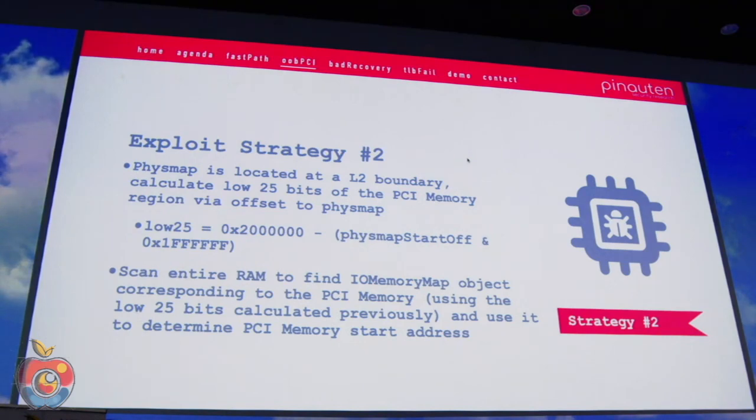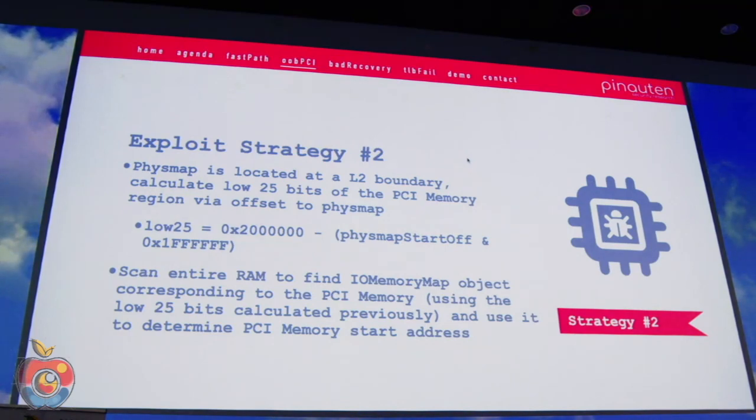Additionally, we also know the physmap is always located at an L2 boundary, which means that the physmap starting address will always have its low 25 bits set to 0. Using a small calculation that you can see here, we can find out the lower 25 bits of our PCI memory simply by taking the offset between the PCI memory and our physmap and performing this calculation. Afterwards, we can scan the entire RAM to find our I/O memory map object.